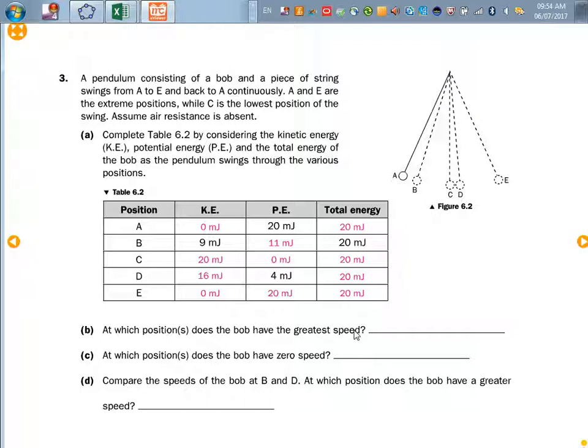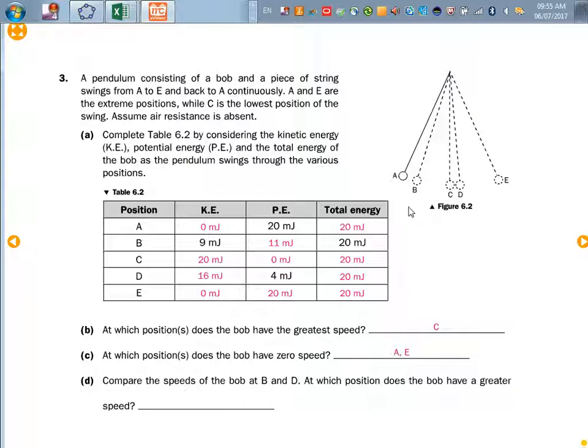So at which position does the bob have the greatest speed? Point C. They say that C is the lowest position, so D is slightly higher. From the diagram, they look almost the same, so we have to read the question carefully. Otherwise, I'm also quite tempted to say D. But it's not, okay? At what position does it have zero speed?